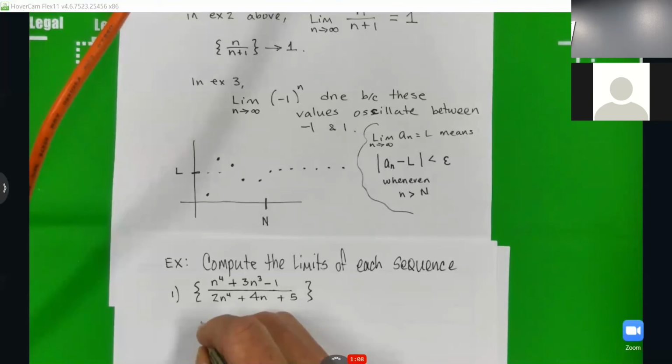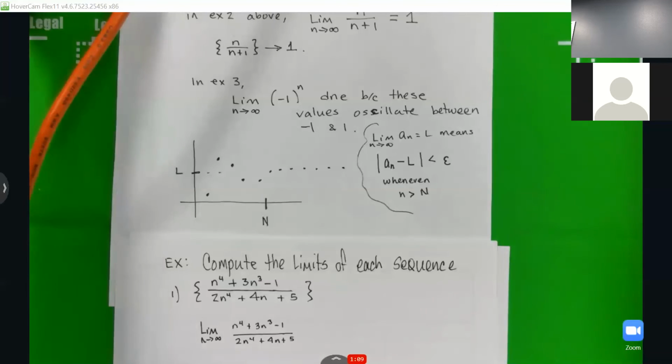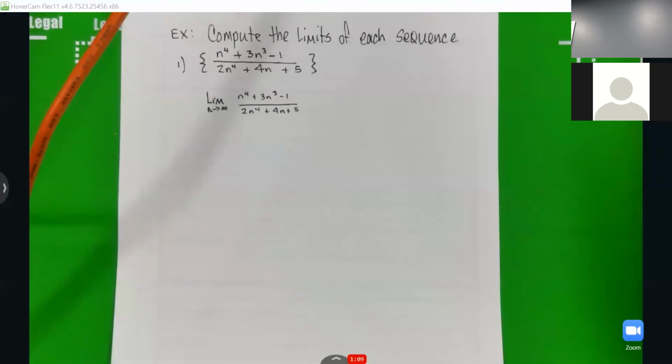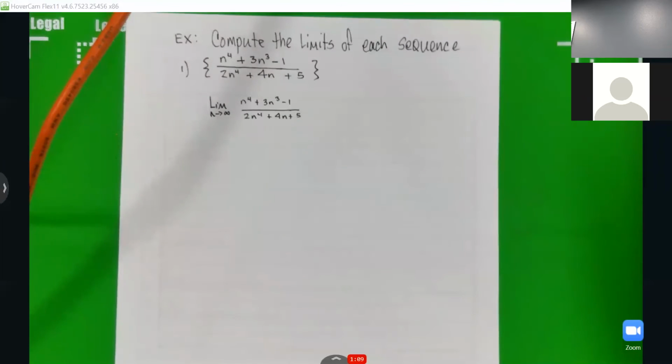So here's what you're doing. Limits you can do fairly quickly. You do it a lot quicker than I can write it, based on what I said a few minutes ago. What will this limit be as n goes to infinity?